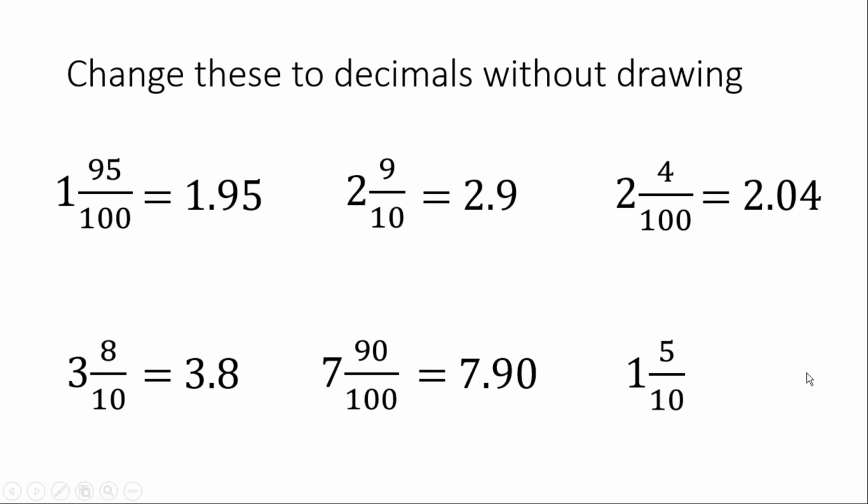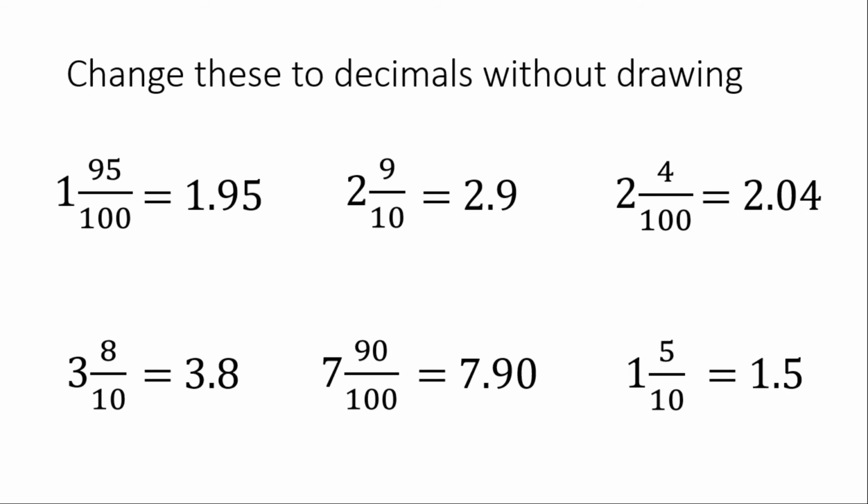And finally, in the bottom right, we have 1 and 5 tenths. So we're going to have a 1, then a decimal point, and then 5 is going to be in the tenths place. Awesome. I knew you could do it.